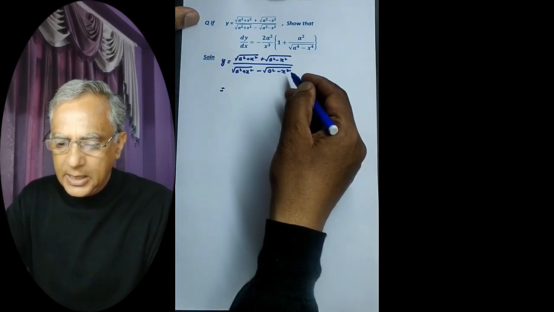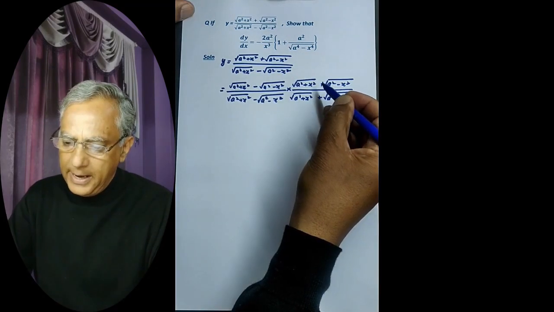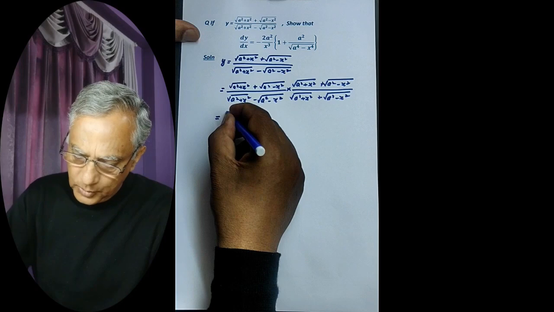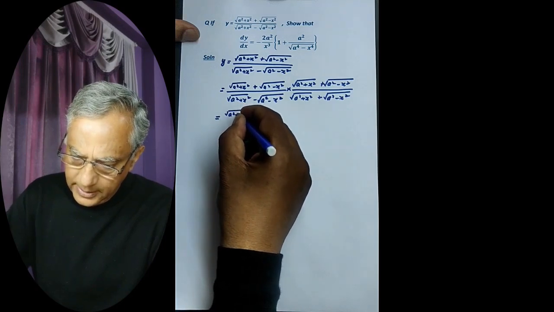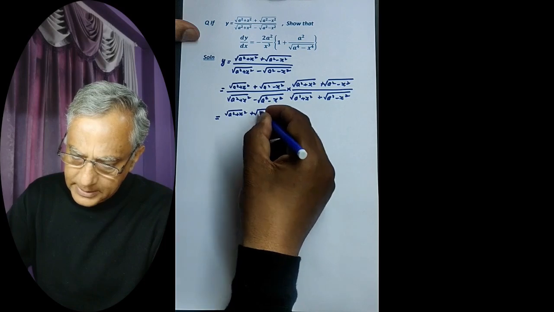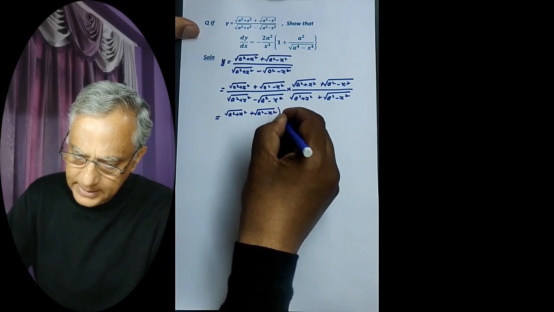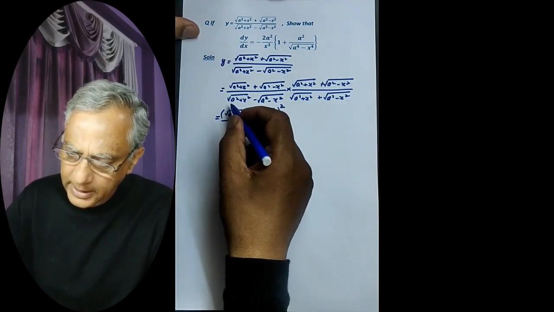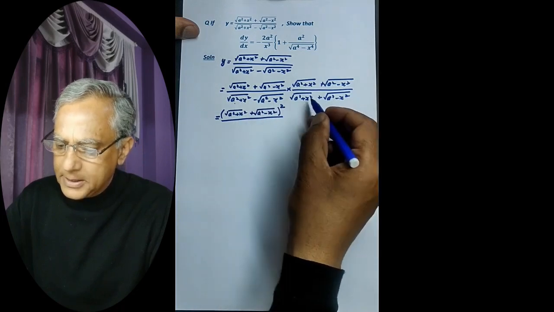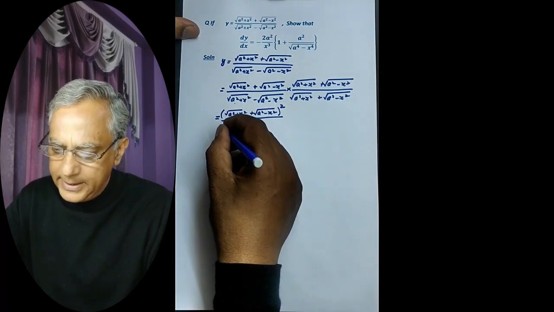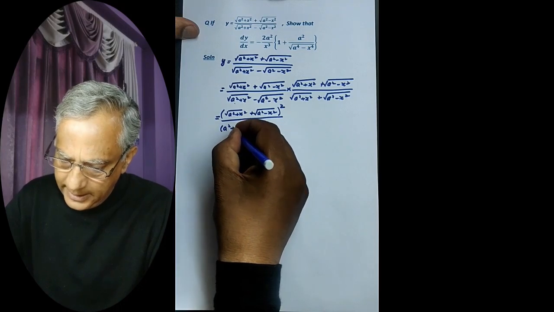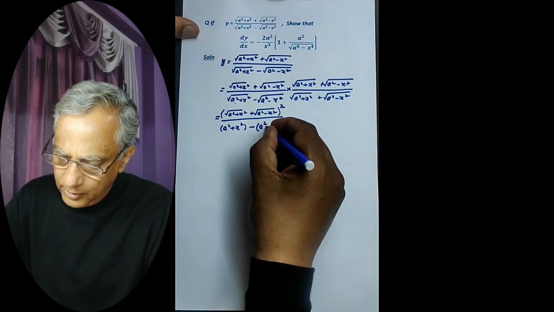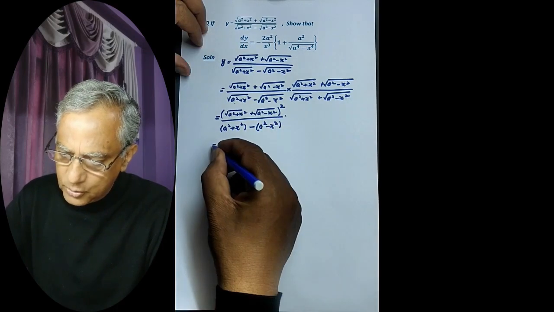What we do is we rationalize the denominator. We are multiplying and dividing by this term. What we get is this is equal to (√(a² + x²) + √(a² − x²)) whole square, and in the denominator we will have (a − b)(a + b). (a − b)(a + b) will be a² − b². So the square of this will be a² + x², a² − b², and b² will be a² − x².